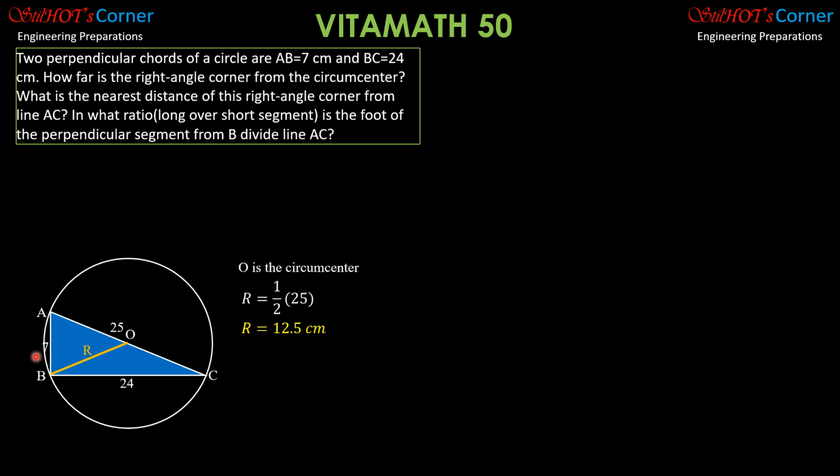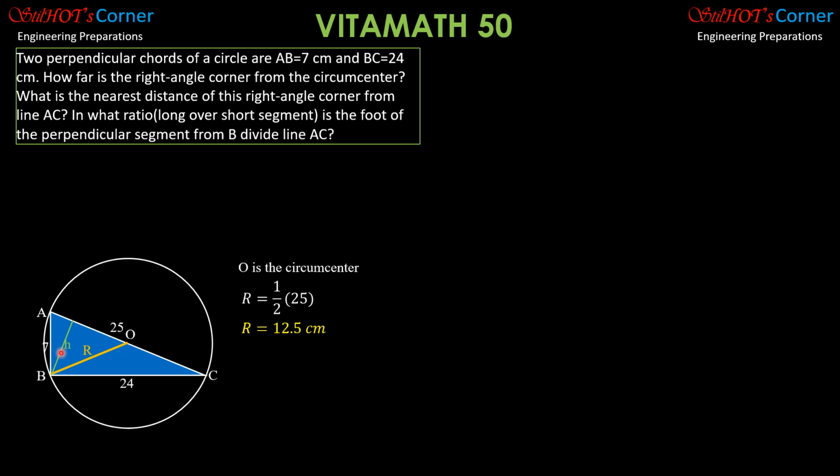What is the nearest distance of this right angle corner to line AC? That nearest distance is the perpendicular segment, line segment from B to AC as shown. And by definition, this H here is the mean proportional between the segments it cuts. So if this segment is X, the other segment 25 minus X, so H square, remember, is equal to X times 25 minus X. But we will not do that in case you forget.